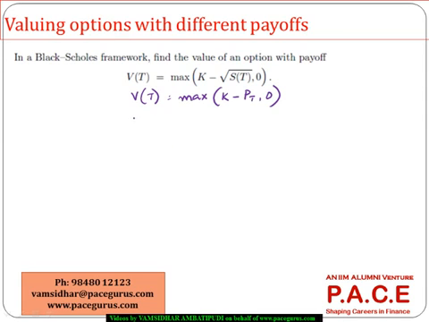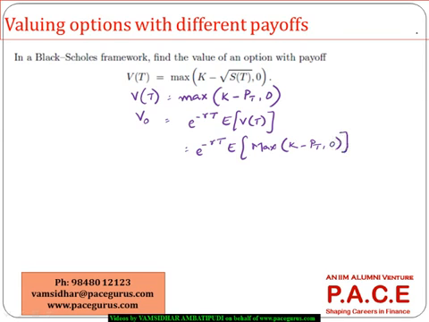Which means if I want to find the value of the option at time 0, I am taking it as e^(-rT) times the expected value of VT. So it's as good as saying e^(-rT) times the expected value of the maximum of K minus PT, 0. And typically this will occur only when K is greater than PT.